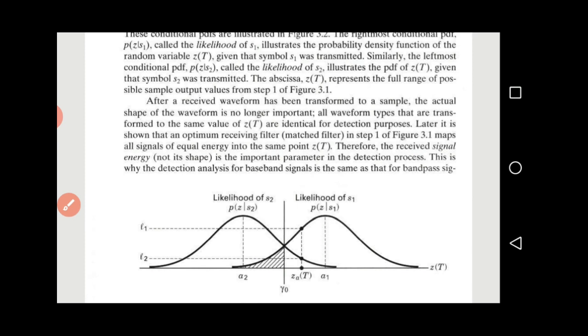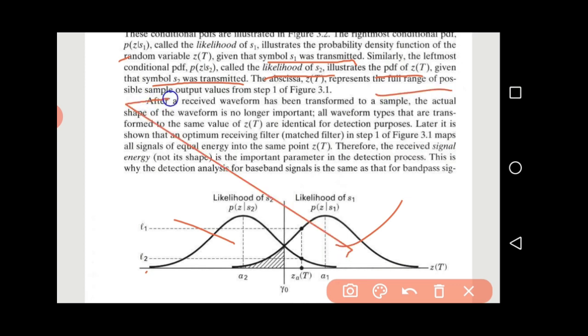The rightmost conditional PDF, p(z|s_1), is called the likelihood of s_1. It illustrates the probability density function of the random variable z(T), given that symbol s_1 was transmitted. Similarly, the leftmost conditional PDF, p(z|s_2), is called the likelihood of s_2. It illustrates the PDF of z(T) when the symbol s_2 was transmitted. The abscissa z(T) represents the full range of possible sample output values.